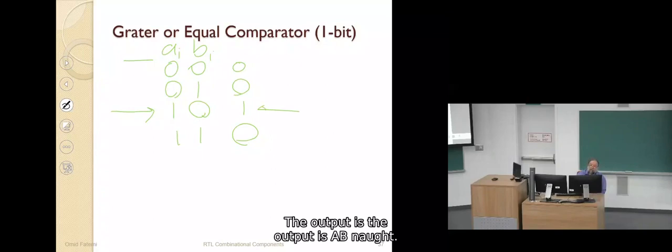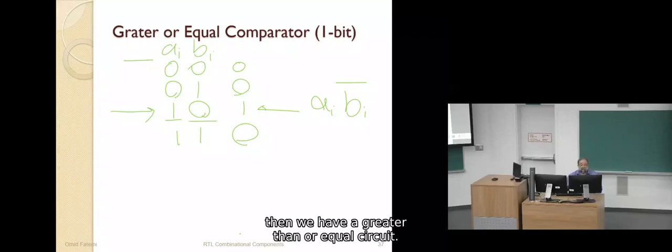So the output is what? The output is Ai times Bi not. So greater than is Ai Bi not. Very simple. So we have built greater than, and previously we have built equal. If we look at these two, if we combine greater than or equal, then we have a greater than or equal circuit. Let's see.